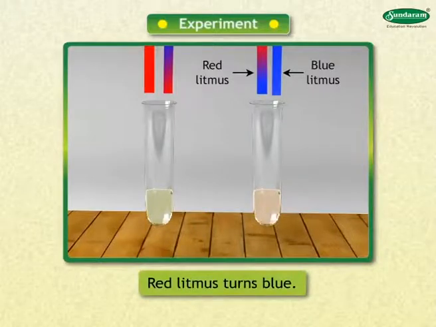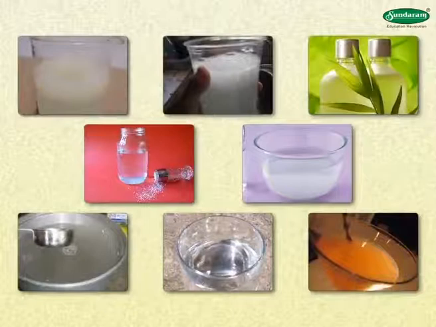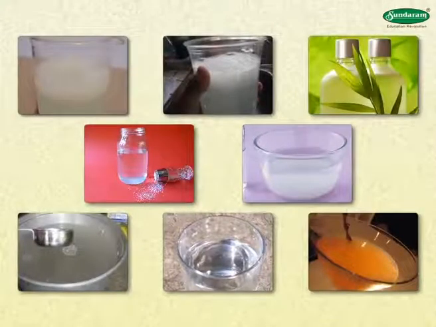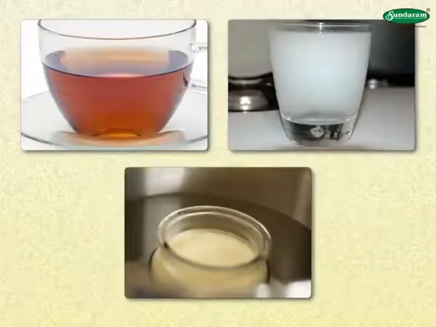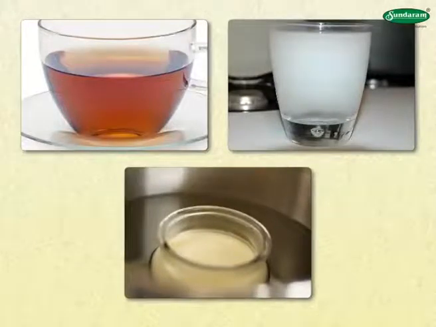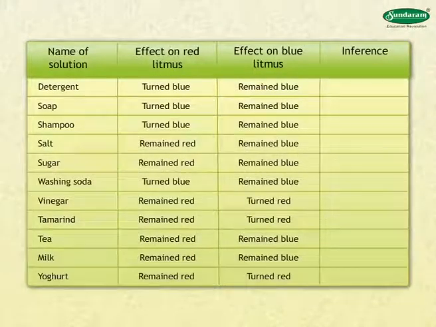Now, prepare solutions of a detergent, soap, shampoo, salt, sugar, washing soda, vinegar, tamarind, etc. Take some samples of tea, milk, yogurt too. Test all these substances with both red and blue litmus paper and record your observations in this table. Let us make a list of the substances which do not have any effect on the color of the litmus paper. In detergent, red litmus turns blue and blue litmus remained blue, so it is a base.